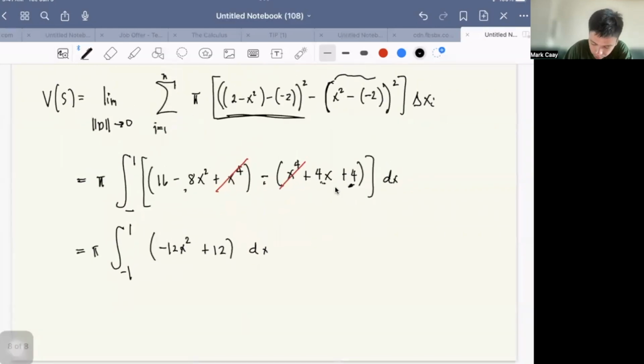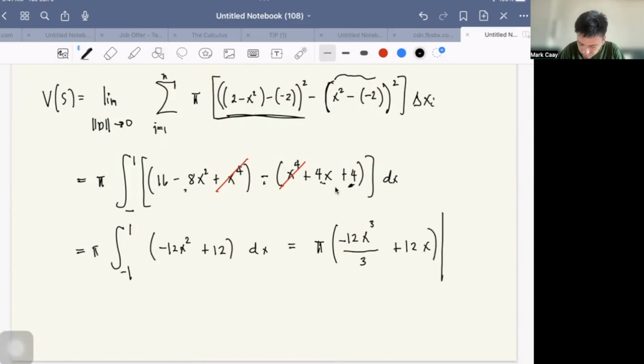dx. So, this is equal to, how do I get the integral? So, this is pi of, di ba, this is negative 12 x to the 3 kasi plus 1 yung exponent, over 3, plus 12x from negative 1 to 1. So, this is equal now to pi, that is negative 4x cubed. Tama ba? Plus 12x from negative 1 to 1.